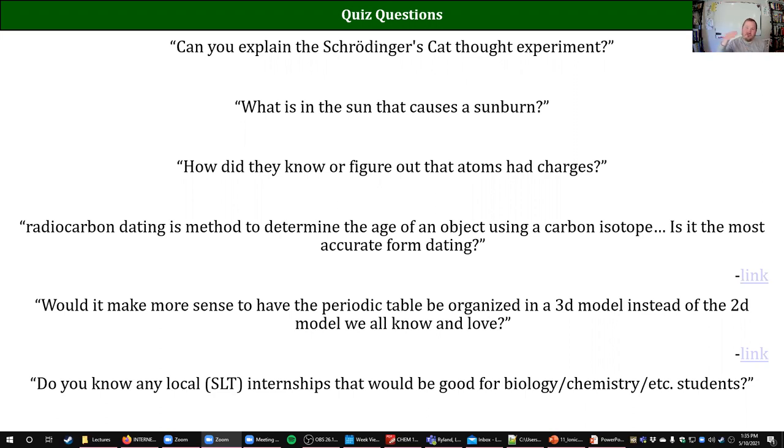Once you disturb the system by measuring it, you change the system itself. The other aspect of Schrodinger's cat is that Schrodinger was trying to make a point about how absurd that hypothetical system is, and basically to make the point that you can't apply quantum mechanics rules to large objects, to macroscopic objects.